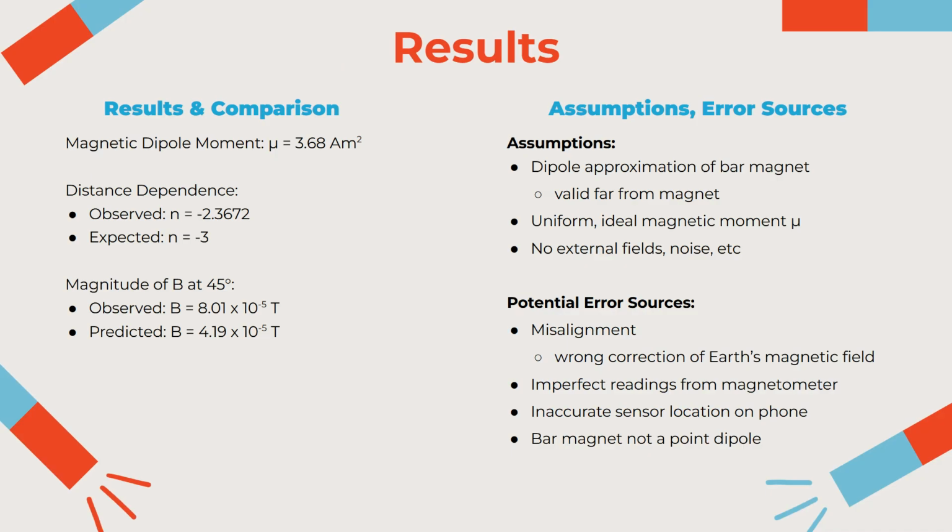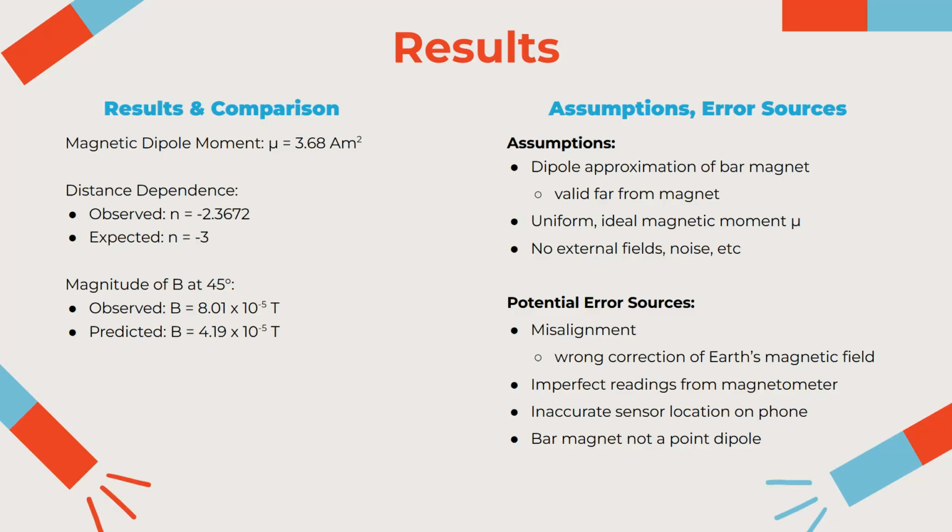For our results, we determined that our magnetic dipole moment equals 3.68. Our distance dependence was observed to be negative 2.3672, which was lower than our expected negative 3. Our off-axis field was actually predicted to be half as big as what was measured at 8.01 times 10 to the negative 5th teslas.